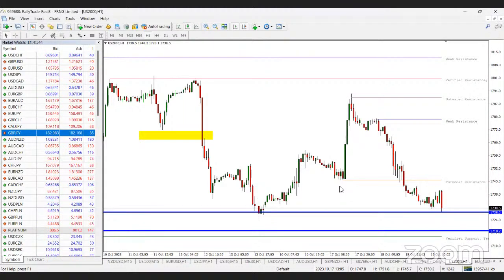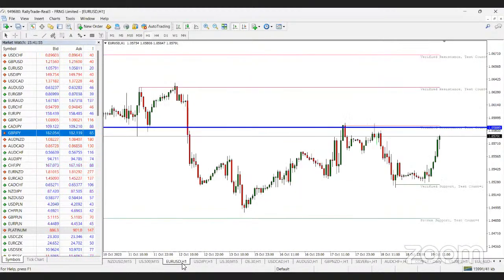Okay. So yes, let's continue. So for Euro USD, we have a sell limit at the top here. We have a sell limit at the top.